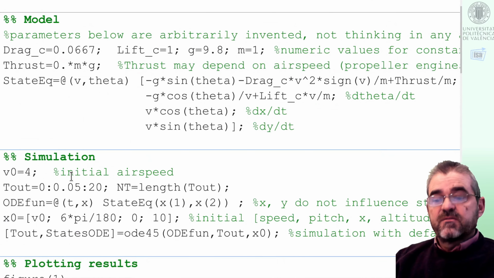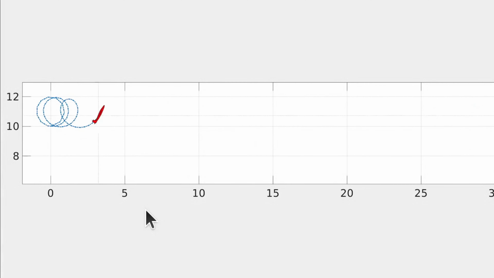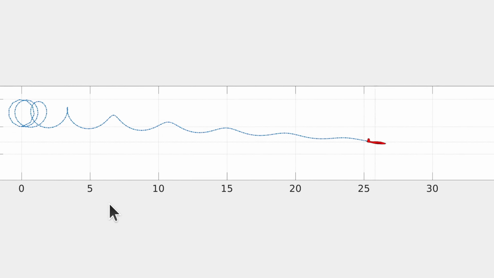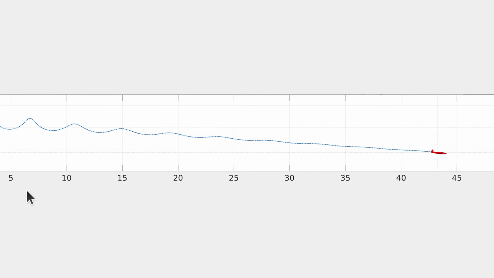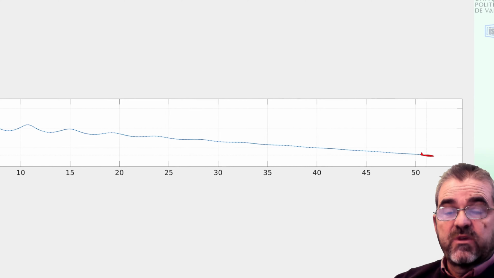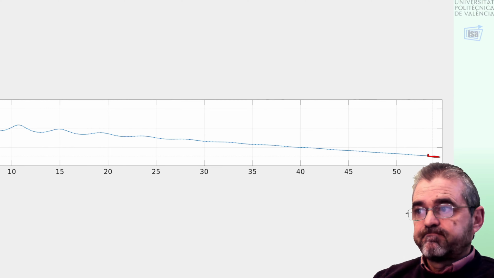If I start with a larger initial speed of 15 units, then the plane loops, but as energy is lost due to drag, the dynamics is finally stable and we end up at the same gliding angle as before.